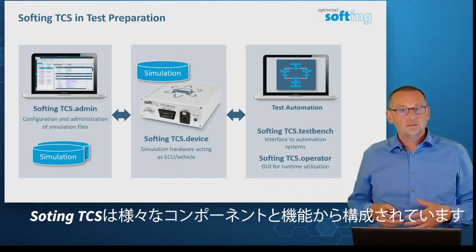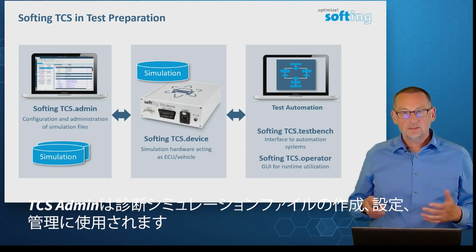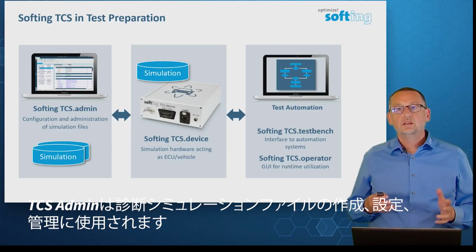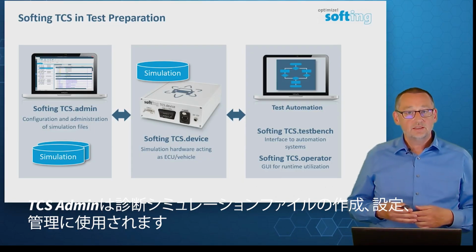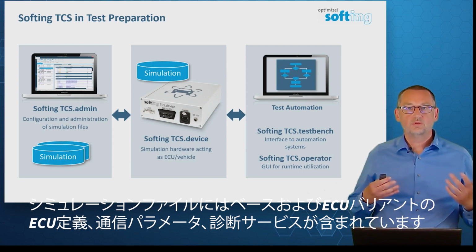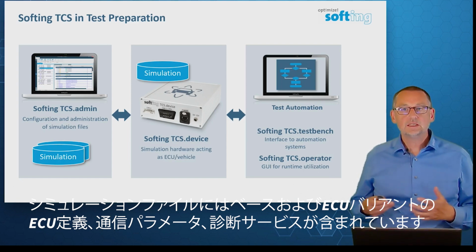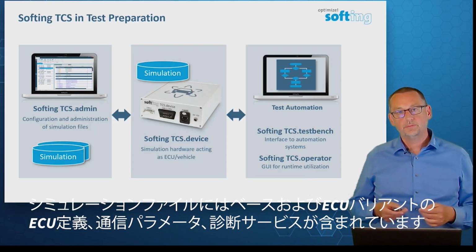Softing TCS consists of various components and functions. TCS admin is used to create, configure and administrate diagnostic simulation files. The simulation files contain ECU definitions for the base and ECU variants, communication parameters, and diagnostic services.